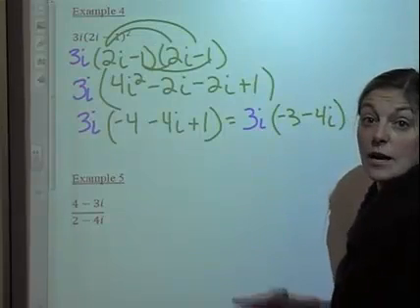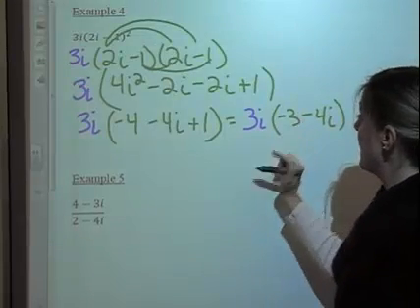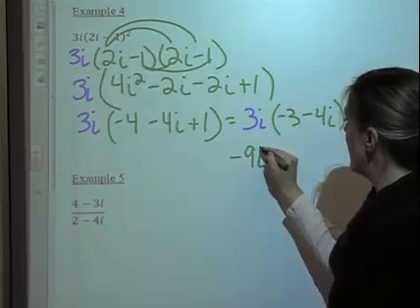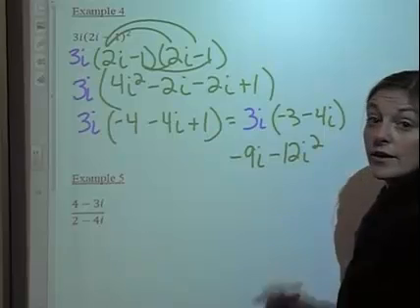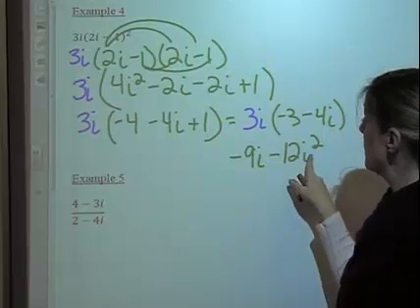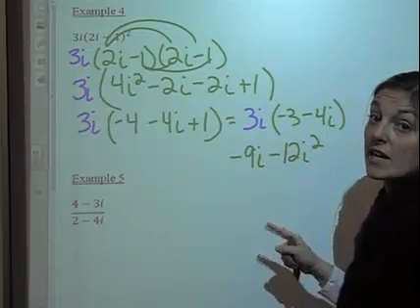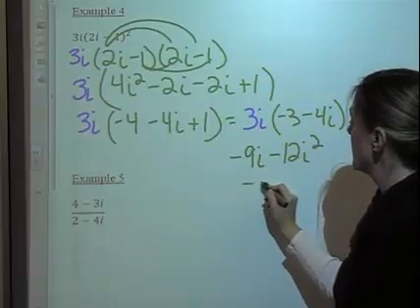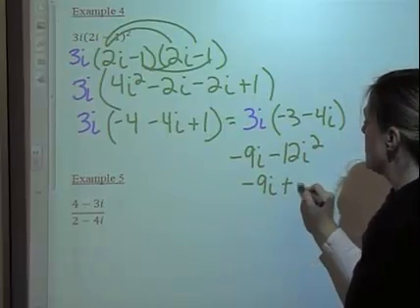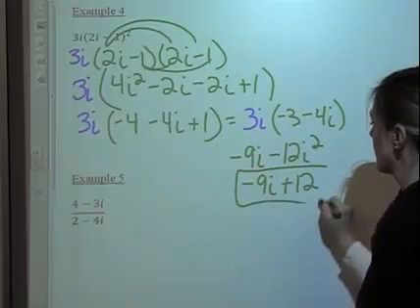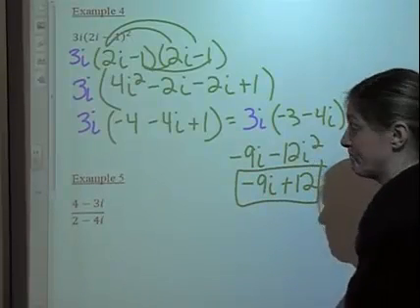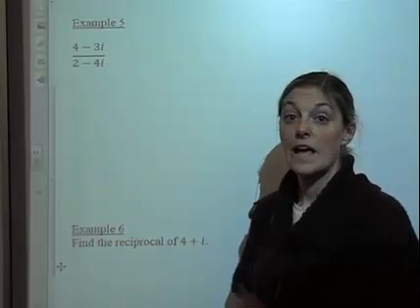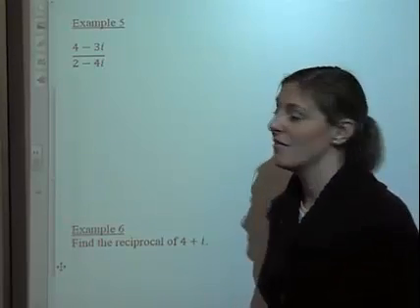And then our last step is to distribute the 3i. So we have -9i minus 12i squared, which when you simplify the 12i squared, remember i squared is negative 1, so -1 times -12 gives you -9i plus 12. Remember, i squared is -1. So now let's take a look at example number 5.